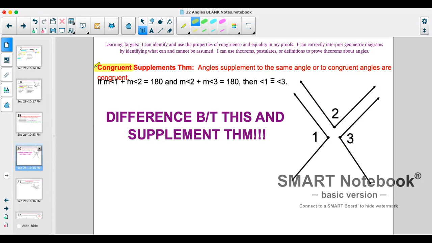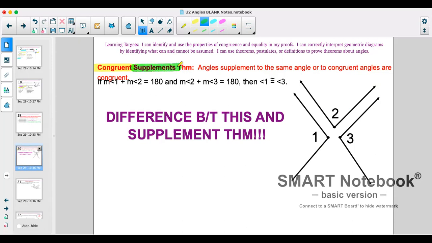So whatever I'm dealing with, I can say that their names are congruent, and then the measures of those are equal. Okay, so let me keep going. Now I have the congruent supplements theorem.